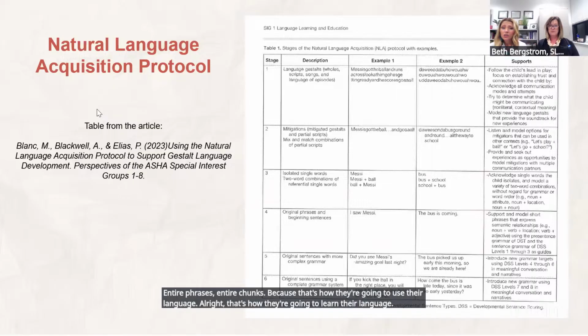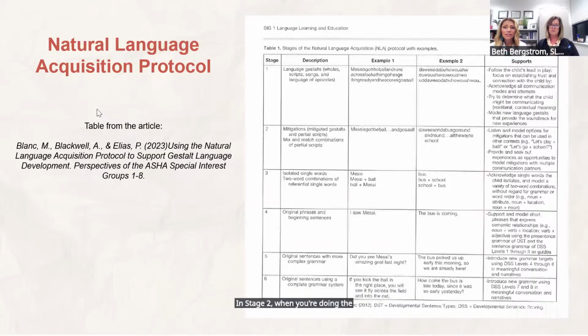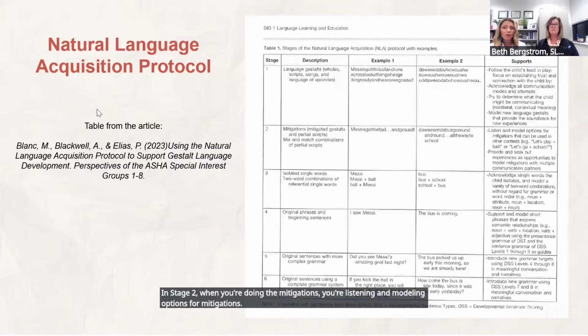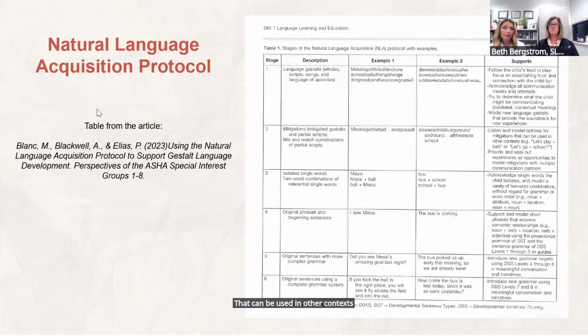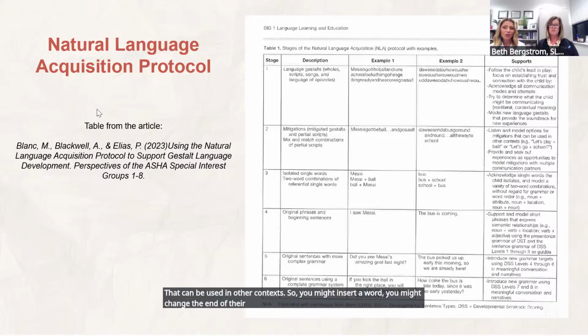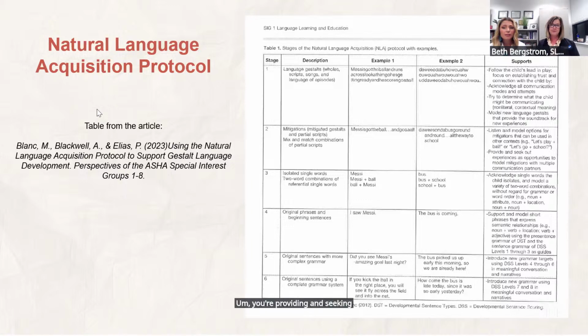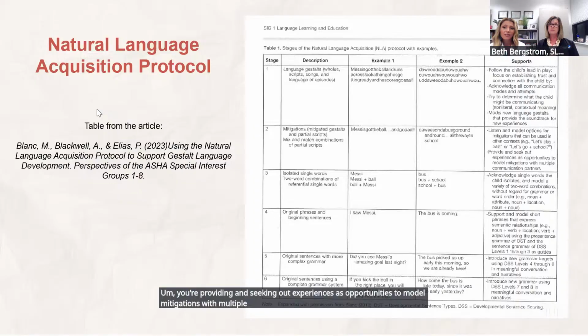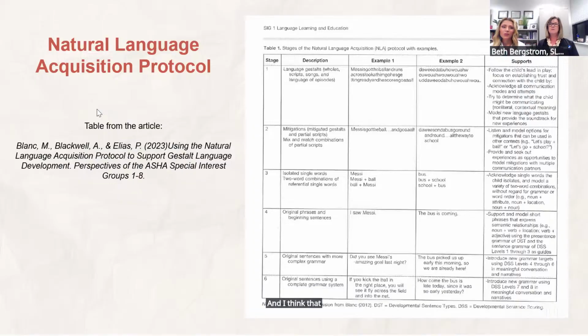In stage 2, when you're doing the mitigations, you're listening and modeling options for mitigations that can be used in other contexts. So you might insert a word, or you might change the end of their gestalt phrase to make it more functional for them. You're providing and seeking out experiences as opportunities to model mitigations with multiple communication partners. And I think that's really important too, so getting out of that therapy room and doing that with more people.